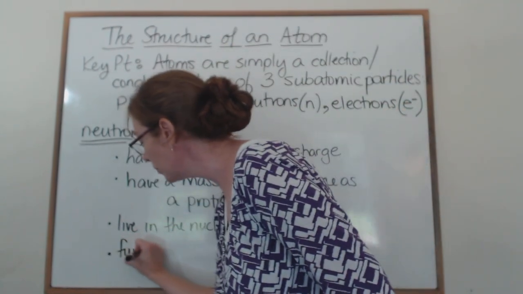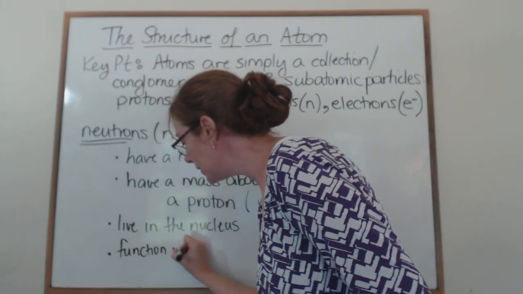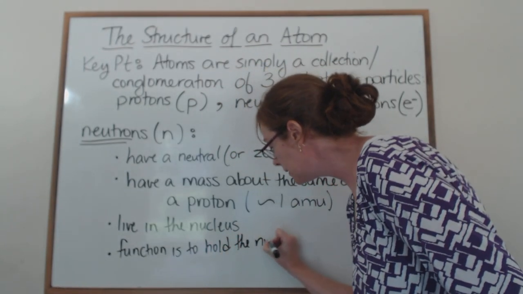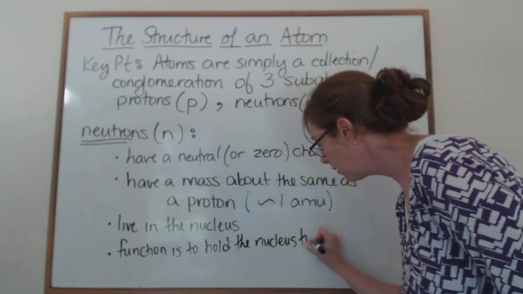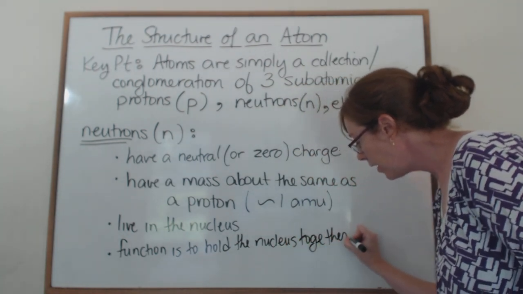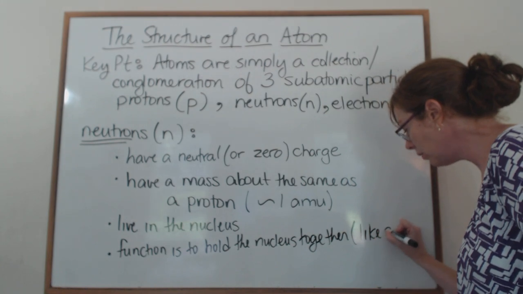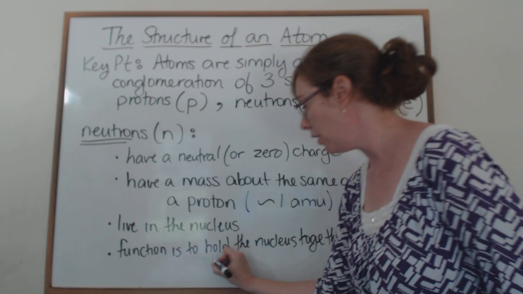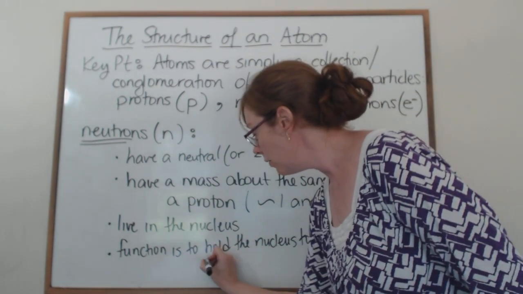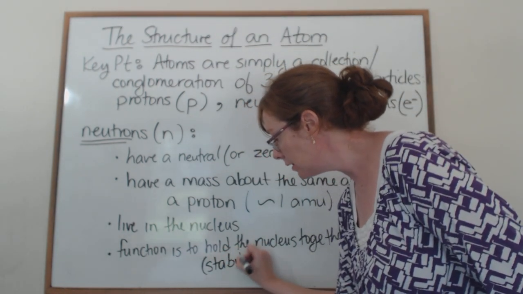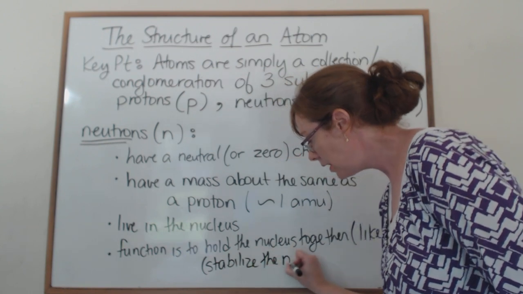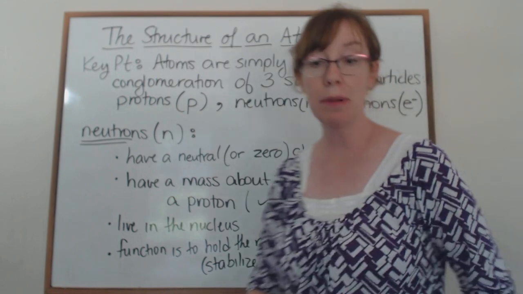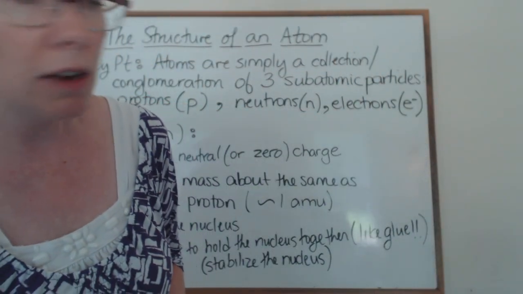Neutrons' function is to hold the nucleus together. And they act like a glue. Another way that we could say hold the nucleus together, you could say they stabilize the nucleus. Just like if you add glue to a piece of furniture, you're stabilizing the furniture. Okay, so that's kind of what neutrons do.